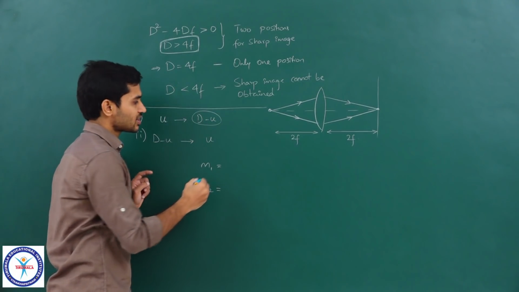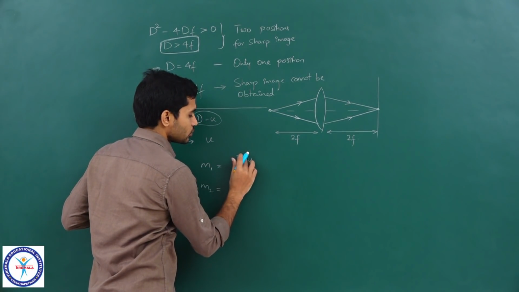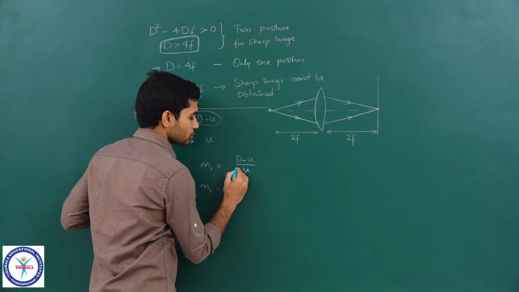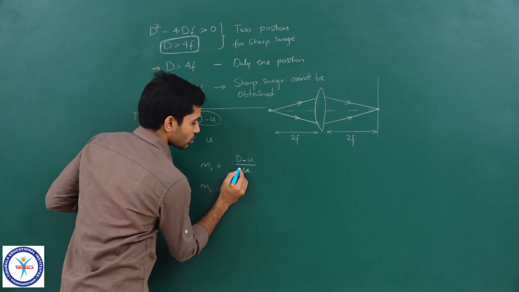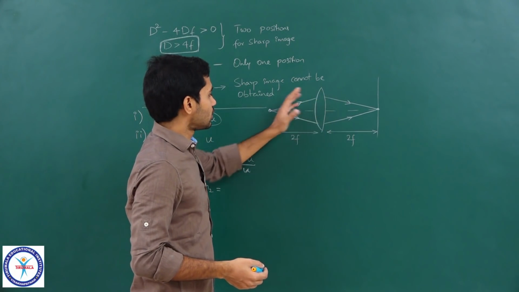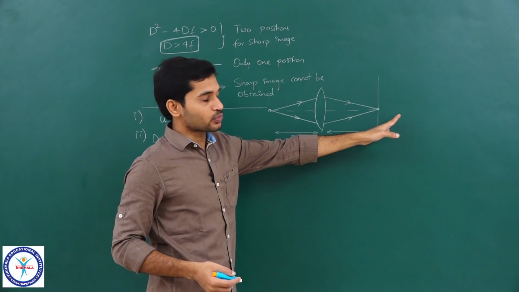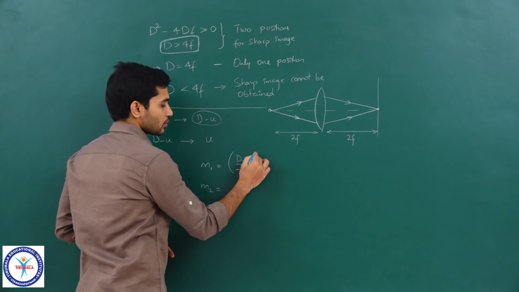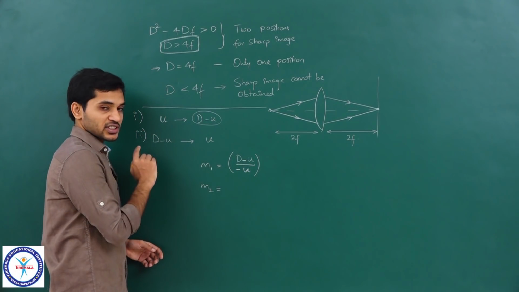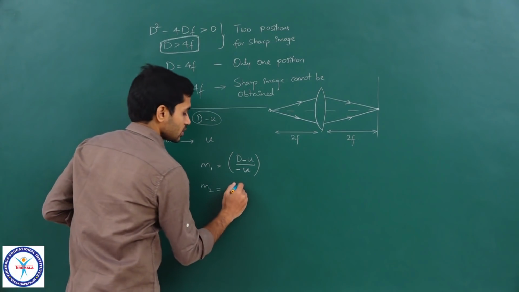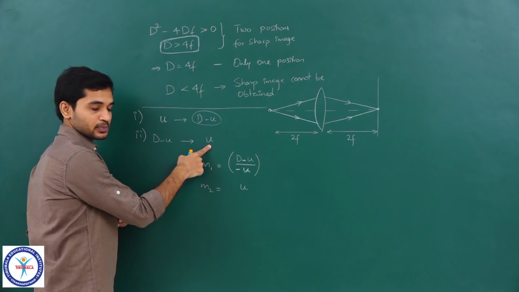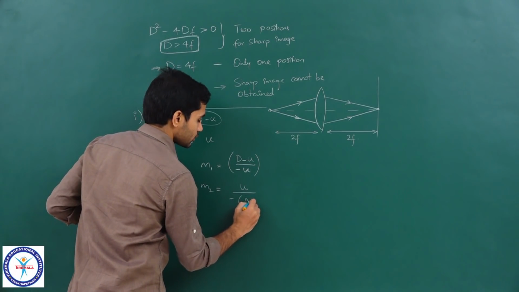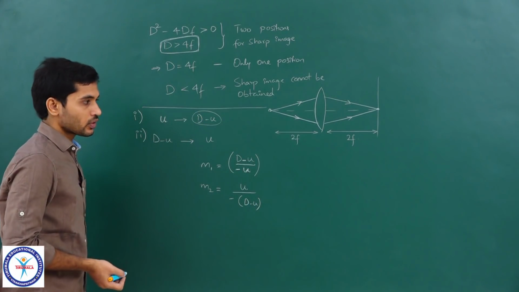For the first sharp image, the magnification will be d minus u by u, but whenever you are substituting u, you should substitute with a negative sign, correct, because if this is the lens, object is on this side, image length is positive, object length is negative, right. So, this is how you should substitute. So, this will be the magnification for the first image. What is the magnification for the second image? That would be image distance is plus u and object distance is minus of d minus u, clear. So, that is the idea.